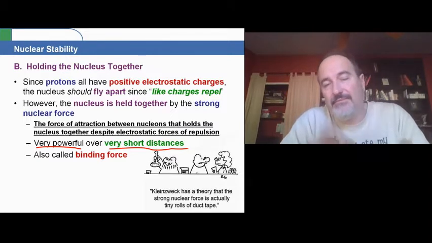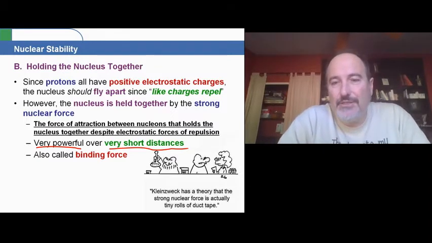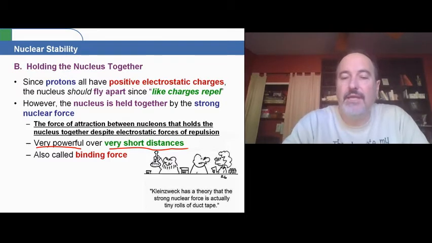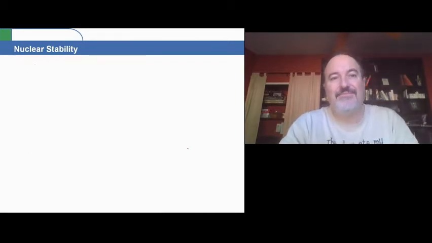Now, what causes it? There's different interpretations. Could be duct tape. You never know. But we don't know for sure what causes it. We do know and we can measure its effects, though. All right?